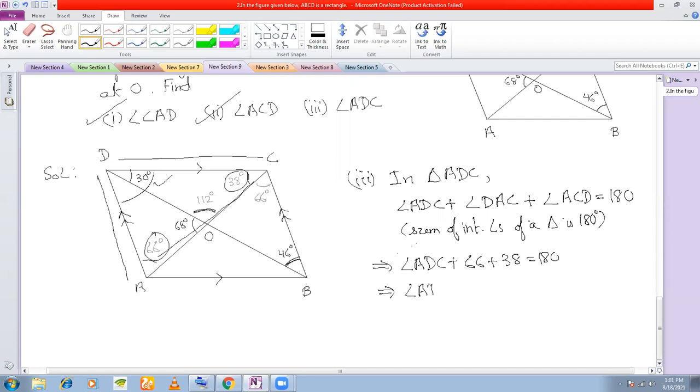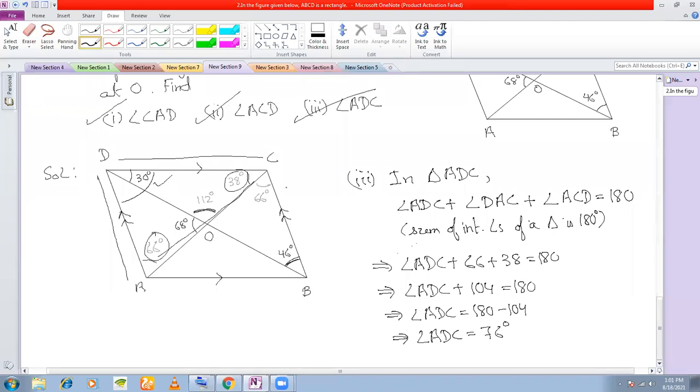Angle ADC plus 104. That means angle ADC is 180 minus 104. Angle ADC is equal to 76 degrees. And that finishes the third part of the question also.